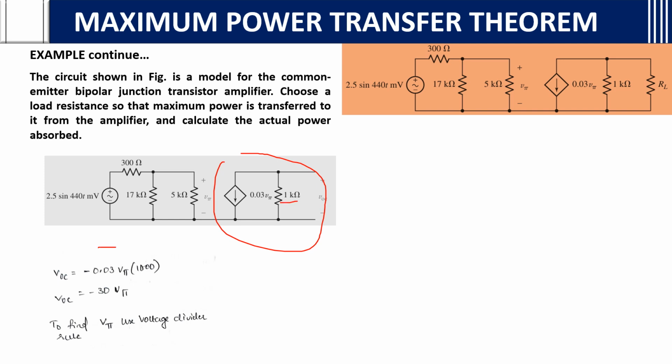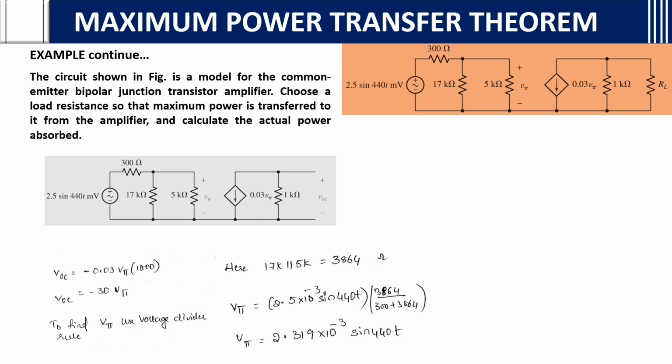After that, we want the V pi value. Why? Because we don't know the V pi value. To find V pi, use the voltage dividing rule. For finding V pi across the 5 kilo ohm, what do we need to do? We can see that 17 kilo ohm and 5 kilo ohm are in parallel. So you find that, and you will get 3864 as the resistance. After finding this, we want the V pi value across this.